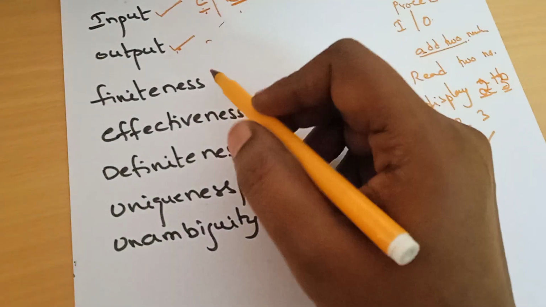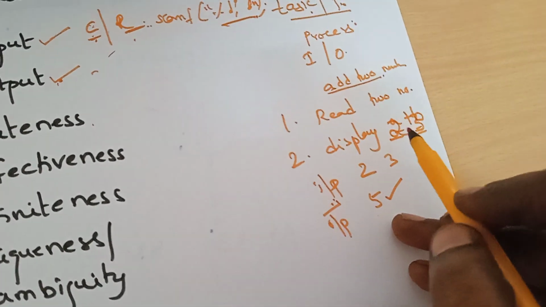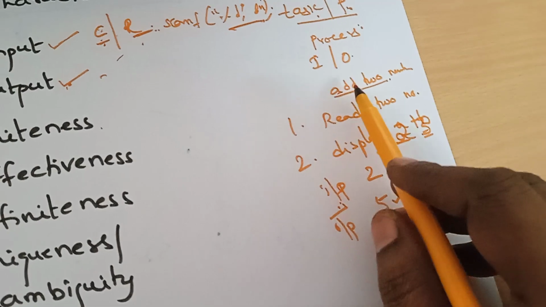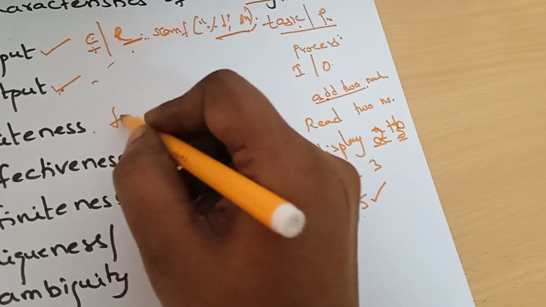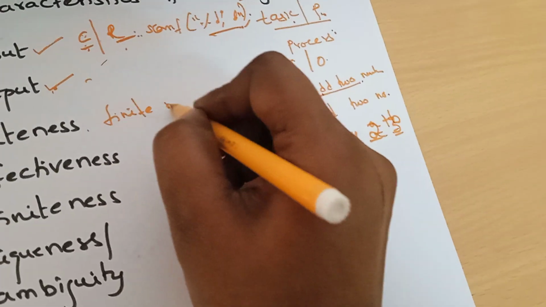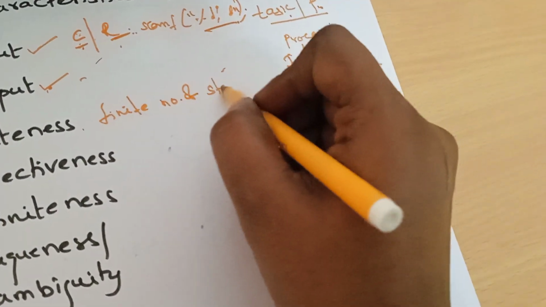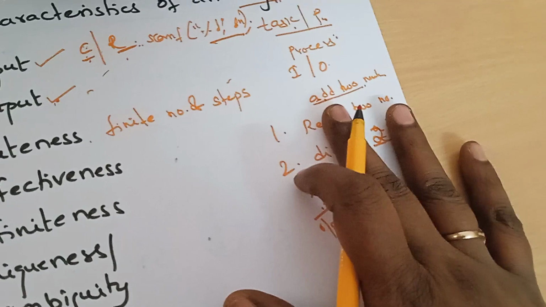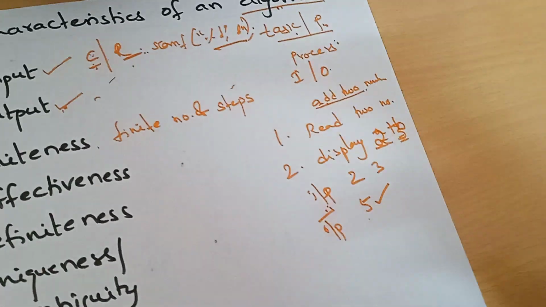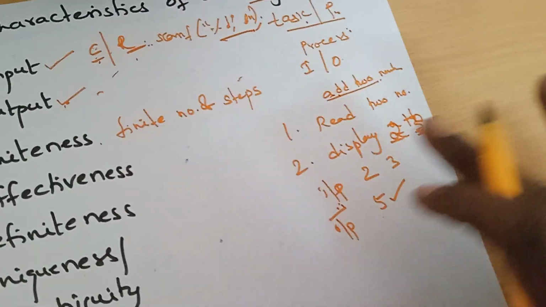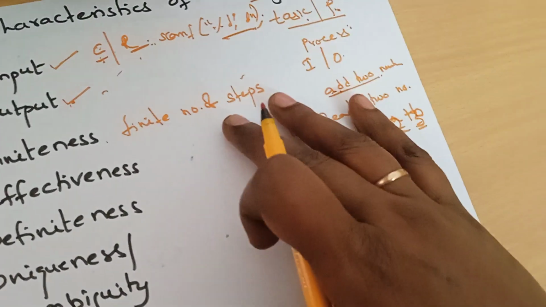Now what is finiteness? Look at this algorithm. We have a finite number of steps to finish this task or solve this problem. So finiteness means a finite number of steps. Every algorithm should be written in a finite number of steps. You should not write an algorithm that does not finish, that runs an infinite number of times.